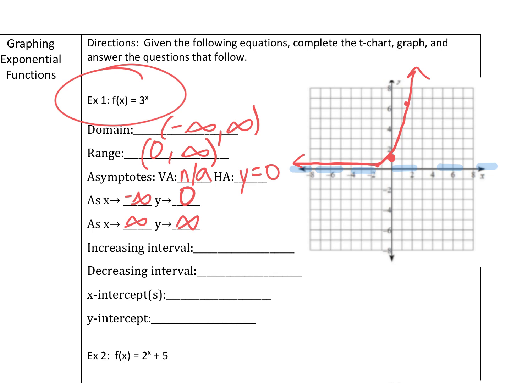When we think of intervals, we think of a roller coaster. If this was a roller coaster moving from the left to the right, what would it be doing? Increasing the whole time, right? So we always copy the domain. Every single time we copy domain. You don't ever copy range for the intervals, increasing or decreasing. Okay? It's not decreasing, so I put NA there.